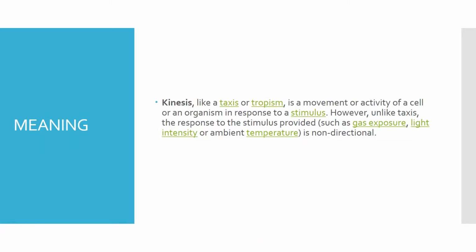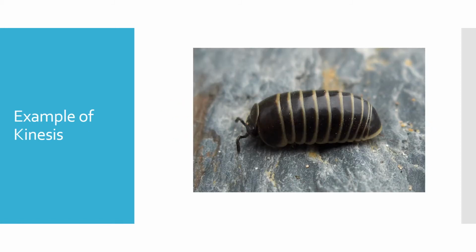What is the meaning of kinesis? Kinesis, like taxis or tropism, is a movement or activity of a cell or an organism in response to a stimulus. However, unlike taxis, the response to the stimulus provided, such as gas exposure, light intensity, or ambient temperature, is non-directional. Take for example the locomotion of a woodlice in relation to humidity. With increased humidity, there is an increase in the percentage time that the woodlice will remain stationary.